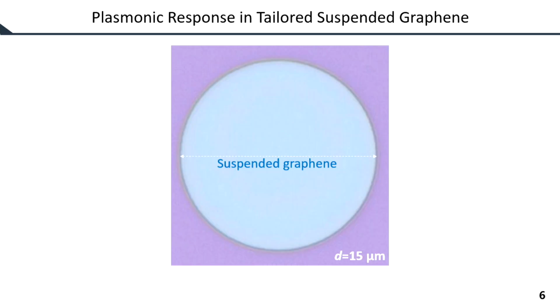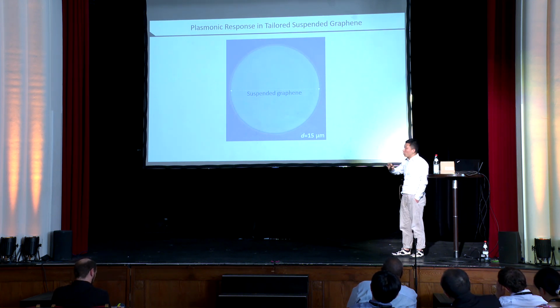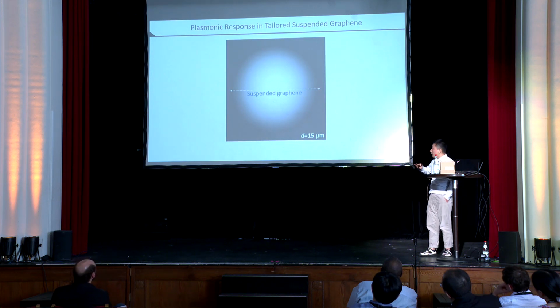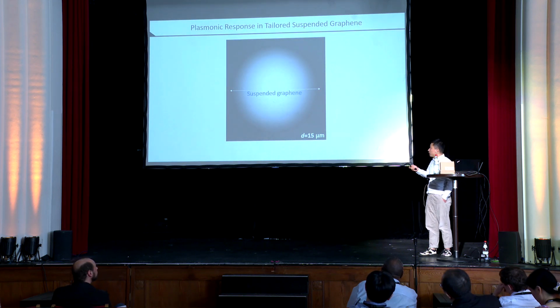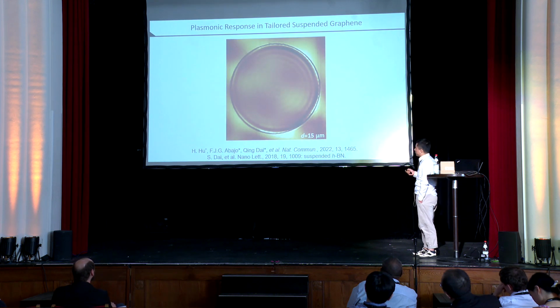Okay, let's talk about graphene first, right? In the experiment, we mechanically exfoliate ultra-clean graphene onto a substrate. This substrate is prefabricated with some holes, and the graphene just covers these holes to create suspended graphene, right? You see, it's like a suspended graphene bubble, and then we can get this kind of suspended graphene plasmon with a long propagation distance, right?